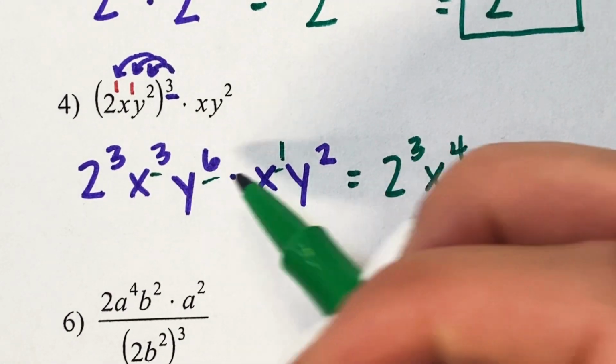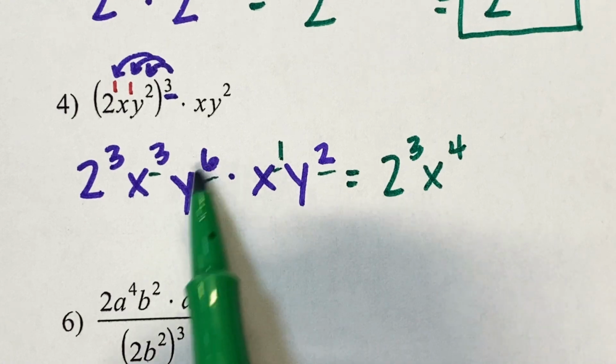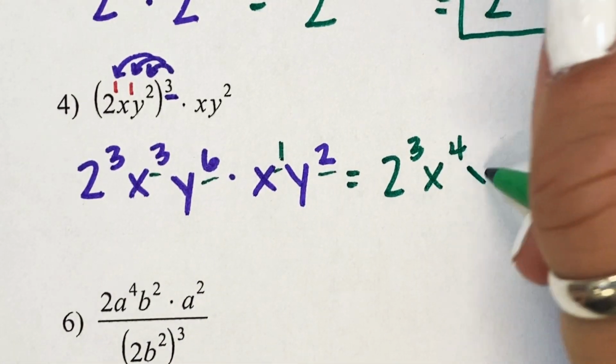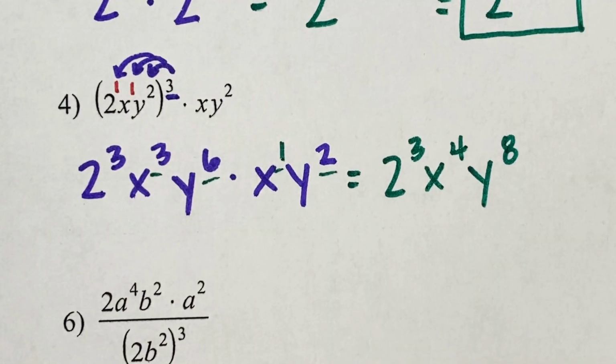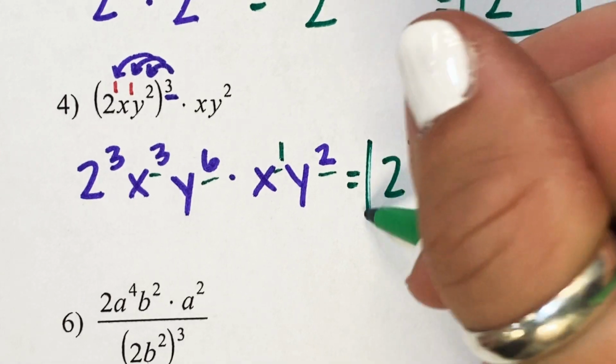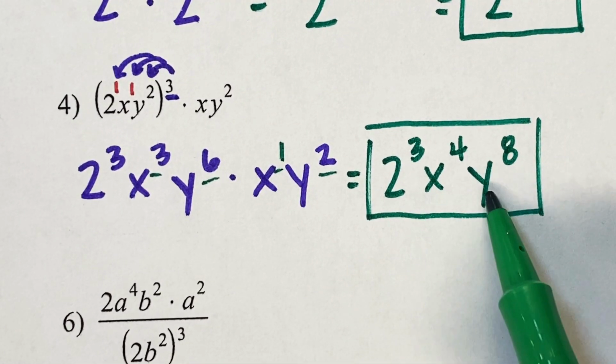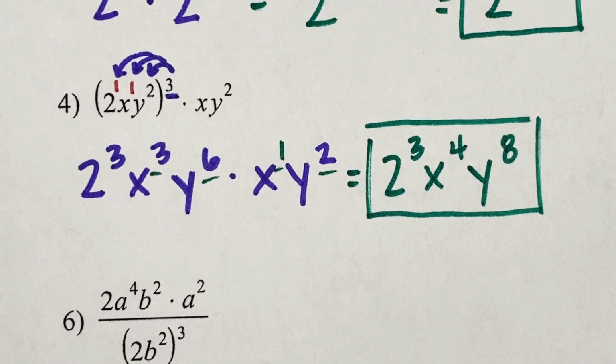Now it's last one. Y's. I have 6 y's right here. I have another 2 y's over here. So I have y to the 8th. And now that is simplified, right? I only have one of each base. 1, 2, 1 x, and 1 y. Nice. Okay.